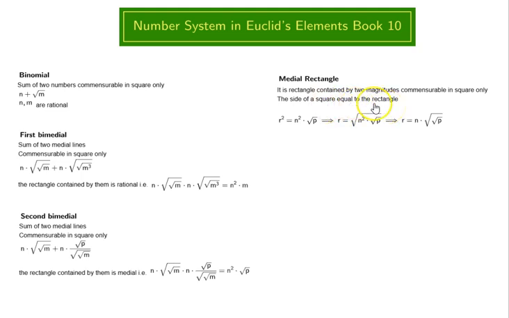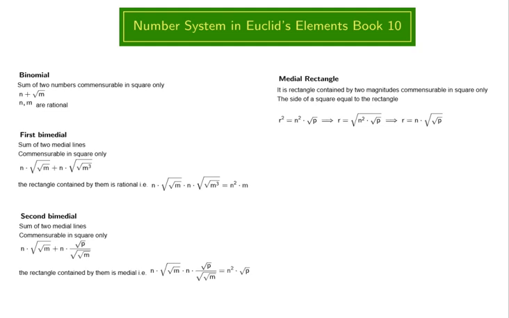So here when we say square equal to the rectangle, we are talking in terms of areas. So the area of a square equal to the area of the rectangle. So here we had n square times root p. So let's say r square is equal to n square times root p. So r will become square root of n square times root p, which means r will be equal to n times root p, which is what a medial is. So that is what a medial rectangle is.